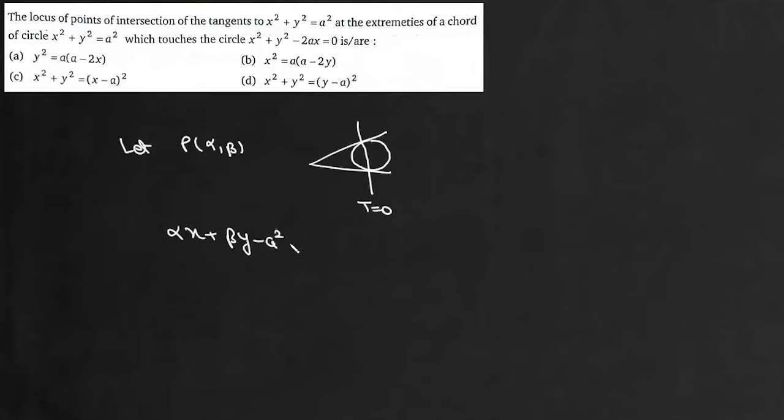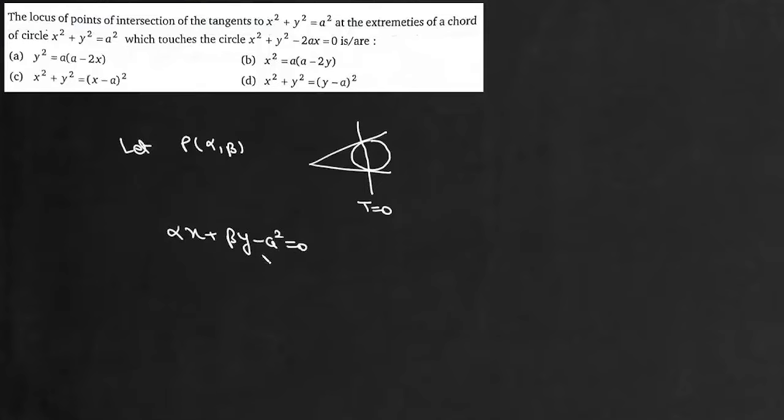Now here the question is the locus of point of intersection of tangents to this circle at the extremities of the chord of the circle which touches this other circle is. Now since this is a locus problem, first thing is identify the point. So we'll let this point is P, alpha beta. Now from this point, tangents are drawn to this circle and we have this chord of contact, and we know that chord of contact is given by t equals 0. So equation of chord of contact, there will be alpha x plus beta y minus a square equals to 0.